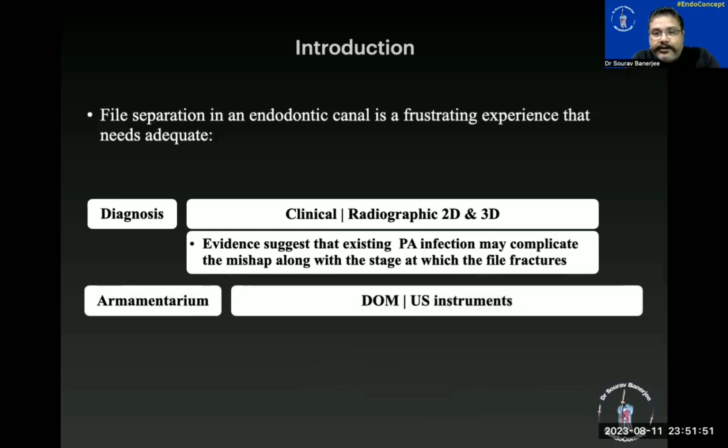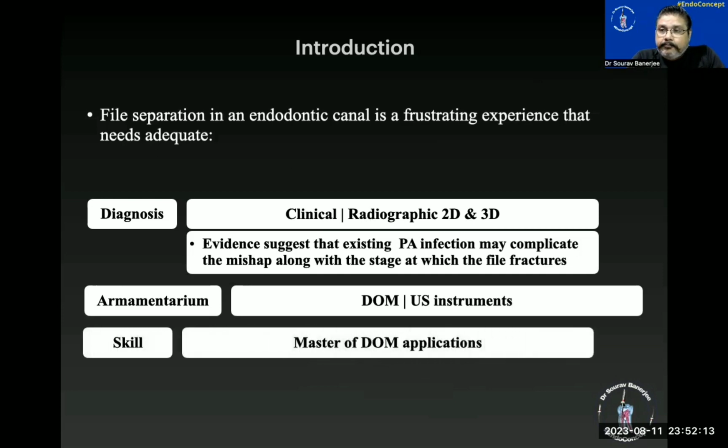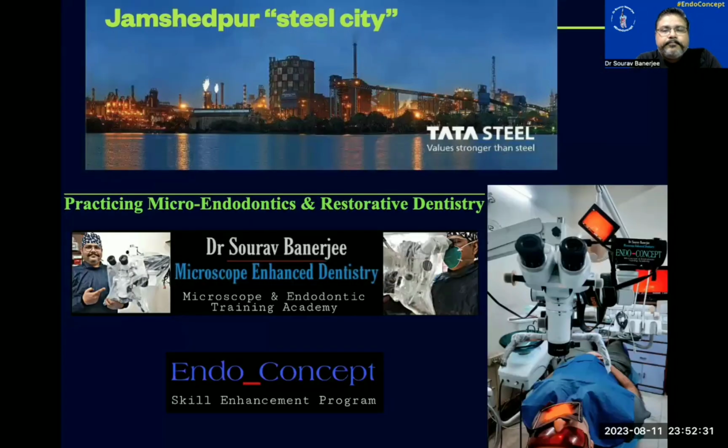Second comes the armamentarium. Without armamentarium, a separated instrument, especially if you are contemplating retrieval, is not possible to retrieve. First of all, we need a dental operating microscope, and second, a few ultrasonic instruments. The third thing is the skill. Obviously, if you have a dental operating microscope, you have to be a master of its application. That is paramount, at least when we are trying to retrieve the fragments.